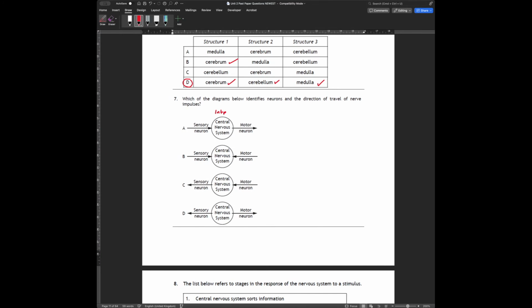Now we replace the central nervous system here essentially with the interneuron. That is essentially what the central nervous system is representing here. So which one goes the right way? Well, sensory into central nervous system into motor neuron seems right to me, but we'll move on to the others to check. So that's the right direction for the sensory neuron, but the motor neuron's going the wrong way. So we can eliminate that one. Sensory neuron's going the wrong way there, and so is the motor. And then for the last one, again, the sensory is the wrong way, even though the motor neuron is actually the right way this time. So the only one that's completely correct is A.